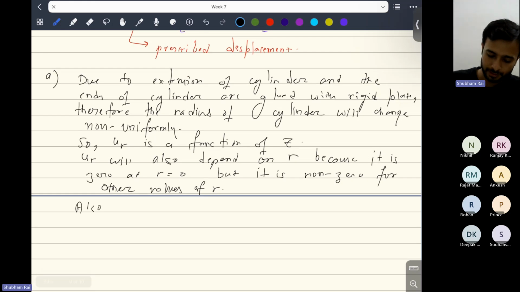Also, we write about UZ. UZ does not depend on r because of the conditions given in the question. It will depend on z only.